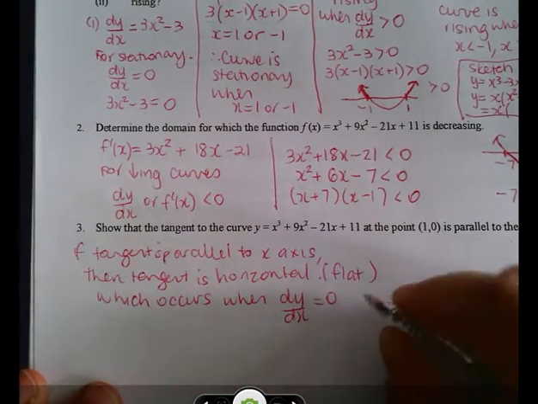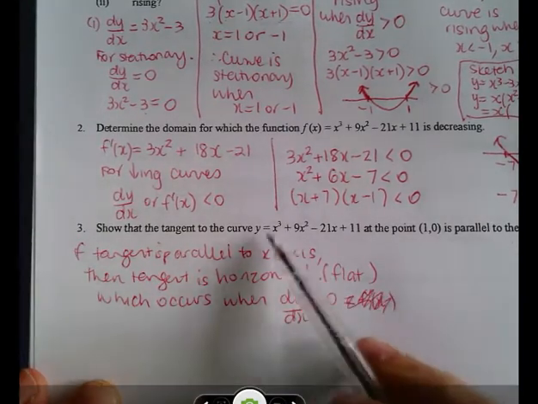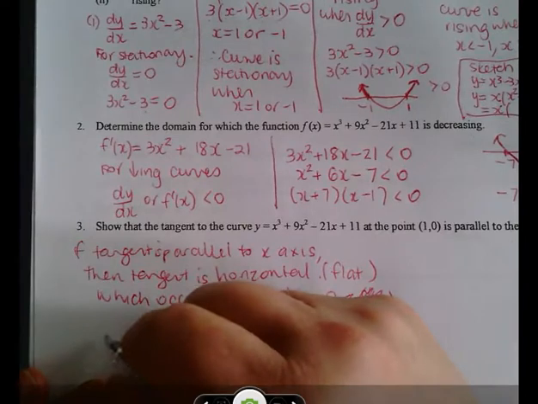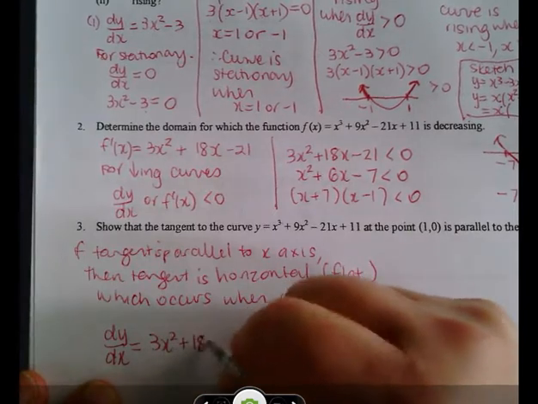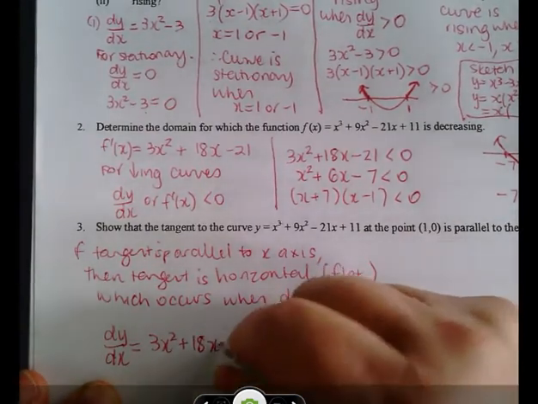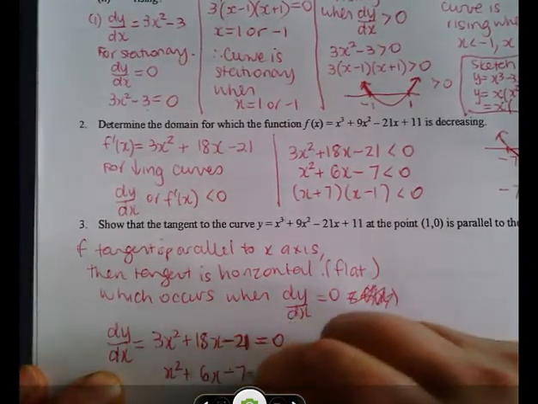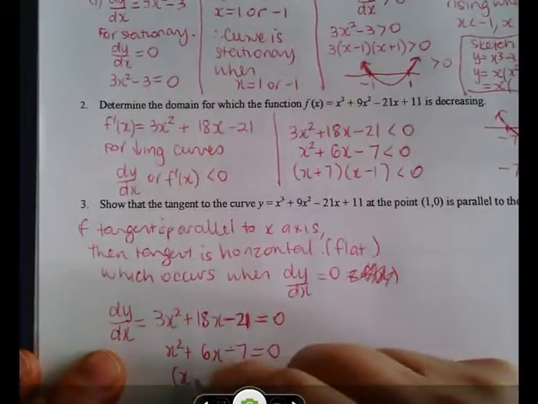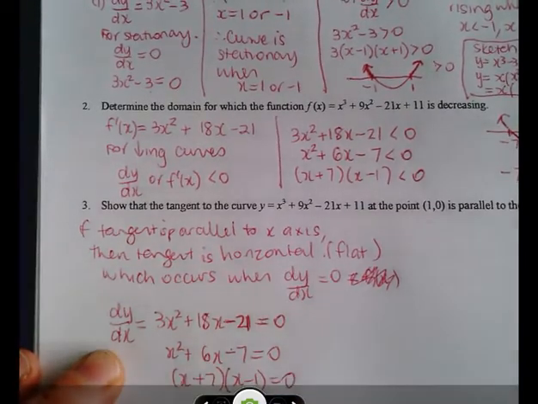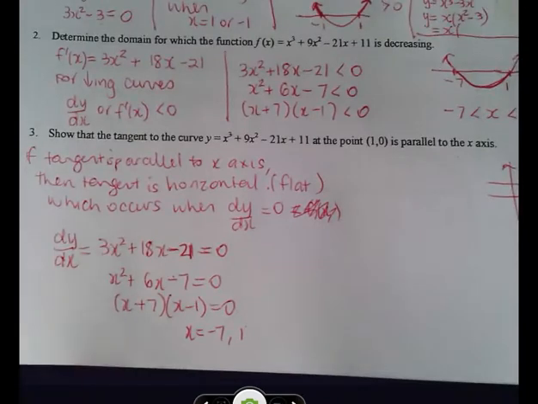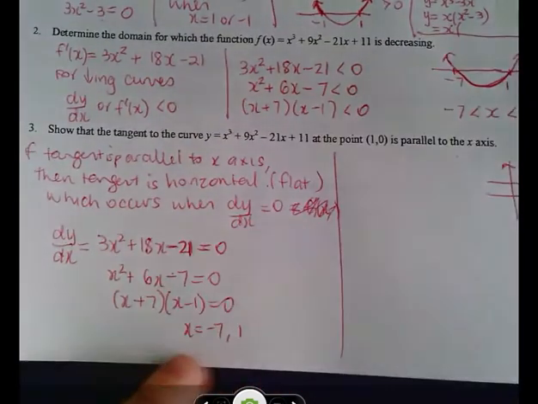I'll just put dy dx because it's y equals. In our case, it's the same function as before: dy dx is 3x squared plus 18x minus 21, and we're going to put it equal to 0. Remember, we divided through by 3. It's the same curve as before, and when we factorized it before, you don't have to rewrite it out. This occurs when x is -7 or 1. It says show that the tangent to the curve is parallel to the x-axis at the point (1, 0). I've only shown that it occurs when x is 1.